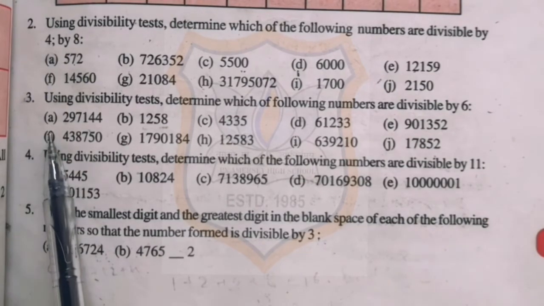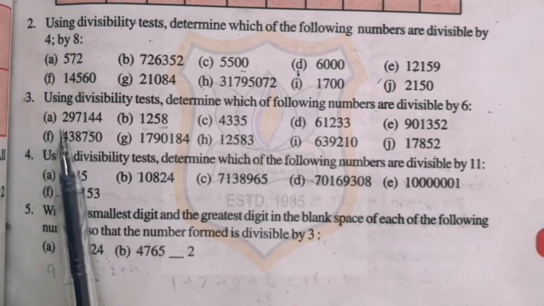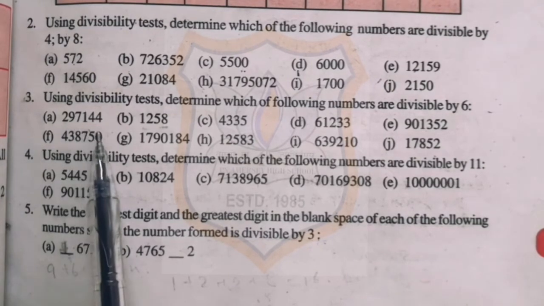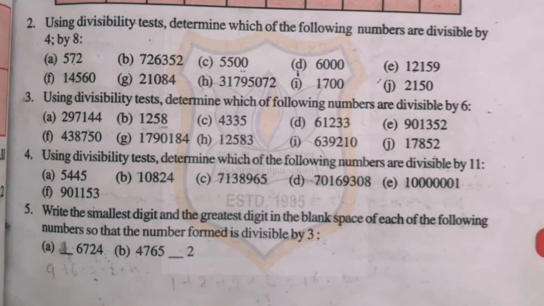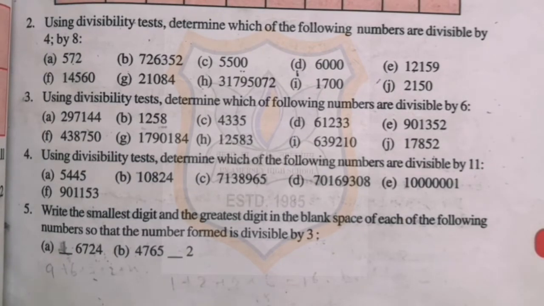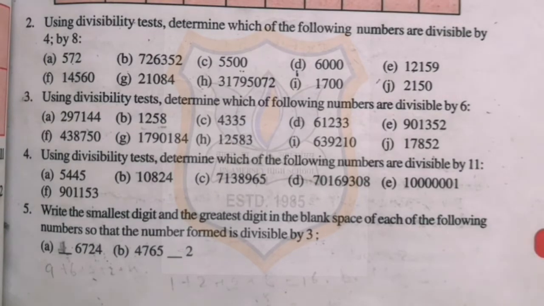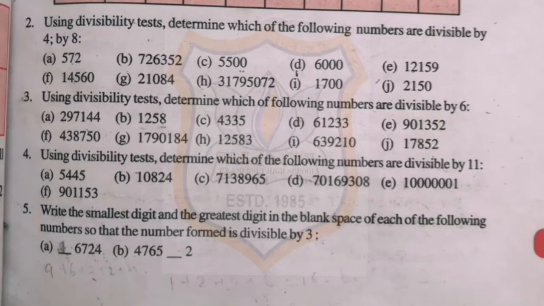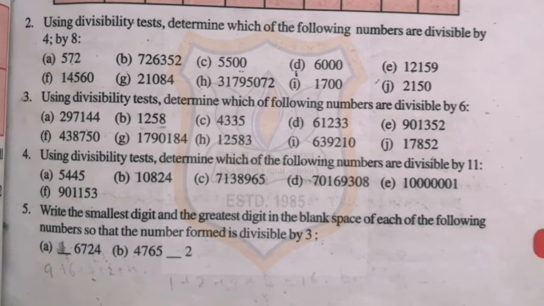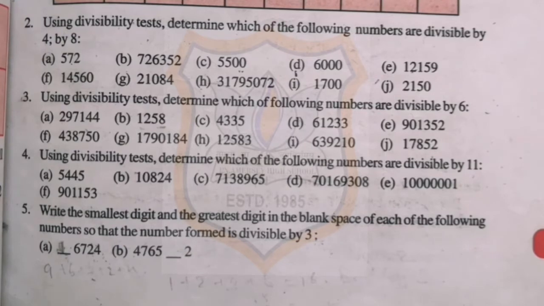Sum number A of question number 3, 2,97,144. We have to find out whether this number is divisible by 6 or not. According to the divisibility rule of 6, if the number is divisible by 2 and by 3, then only it is divisible by 6. So first we have to find out whether the given number is divisible by 2 and by 3 or not.